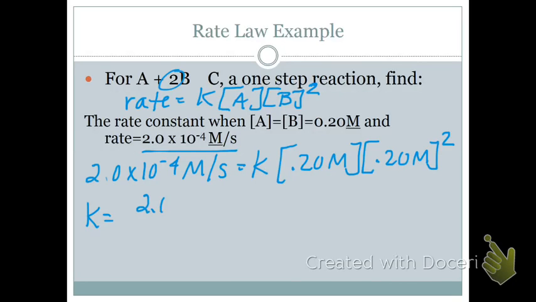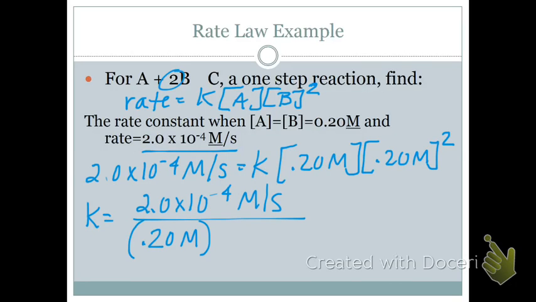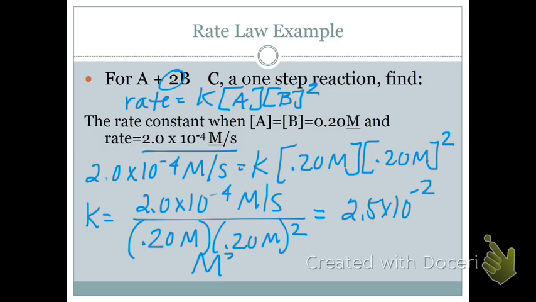So we're going to solve for K. We're going to have 2.0 times 10 to the negative 4 molarity per second divided by 0.20 molar times 0.2 squared molar squared. Okay? So someone has calculators, I hope. So it's going to be 2.5 times 10 to the negative 2. So now let's figure out our units. Up here we have molar per second. Down here we have molar times molar squared, so this is molar cubed.